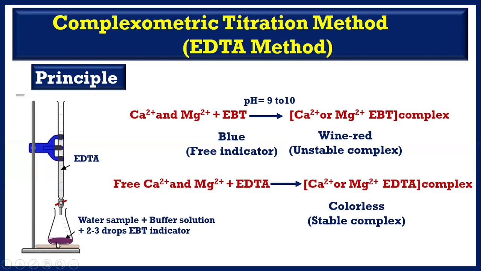So now in this solution, two types of complexes are there. One is the EBT complex, which is of wine red color. Second is the EDTA complex, which is colorless. So up to this mark, two types of complexes are there, and the color of the solution we see here is wine red.